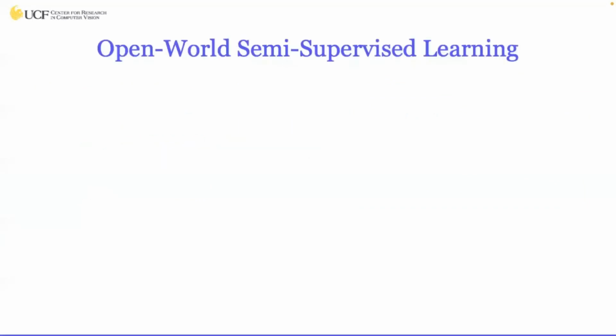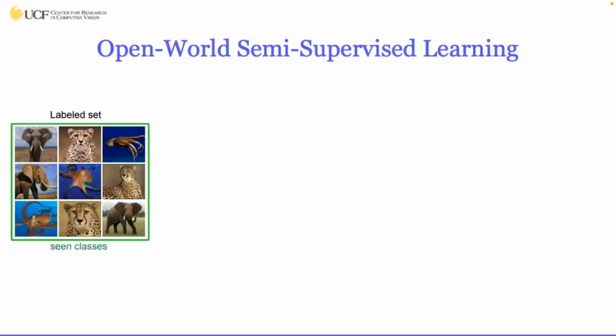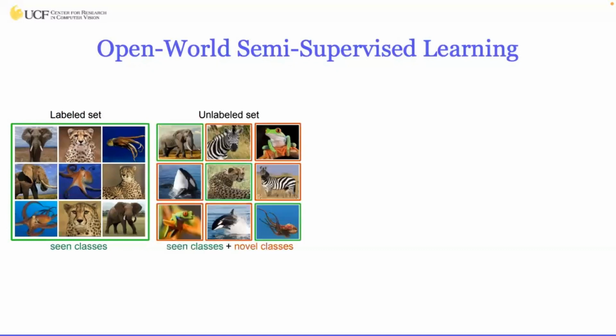Let's look into the problem setup for open world semi-supervised learning. In open world semi-supervised learning, we are given access to a set of seen classes with some labeled samples. We are also given access to a set of unlabeled samples, in which we have samples from the seen classes. The seen classes here would be cheetah, octopus, and elephant. And we also have some samples from novel classes, which are highlighted using the red squares here. For instance, we have samples from the classes dolphin, frog, and zebra, for which we don't have any labels in the label set.